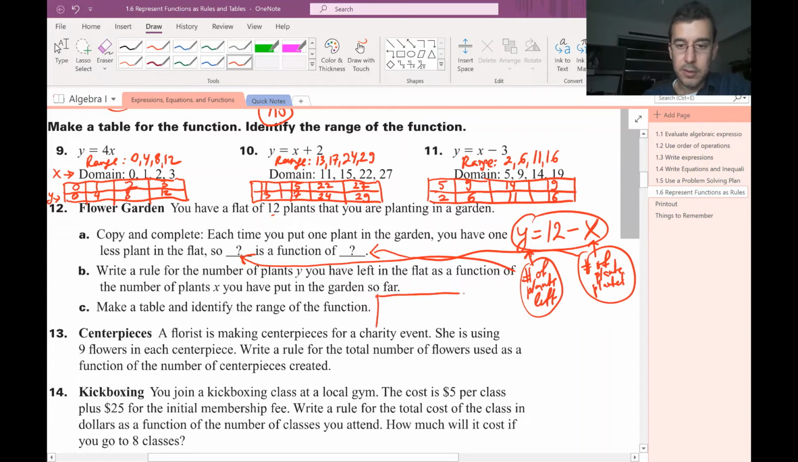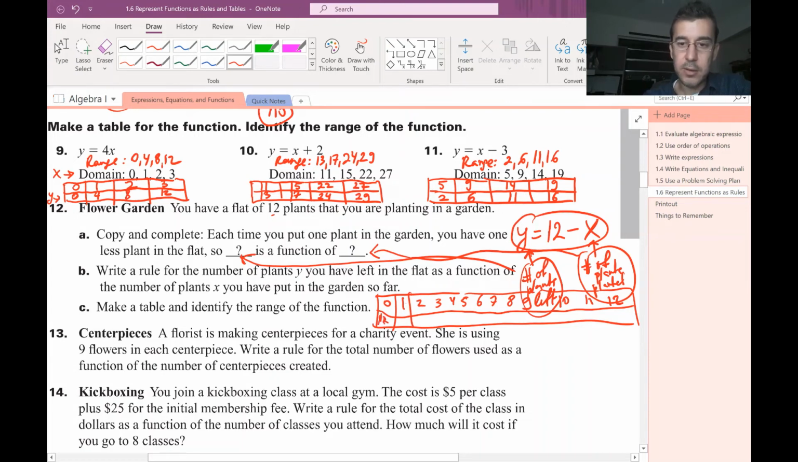Okay, so this is going to be a pretty long table. Why? Because we have 12 plants, so the domain is from 0 to 12, right? So 0, 1, 2, 3, 4, 5, 6, 7, 8, 9, 10, 11, 12. Okay, so if 0 plants you plant, 12 minus 0 is 12. 12 is what you have left. All the plants are left, right?